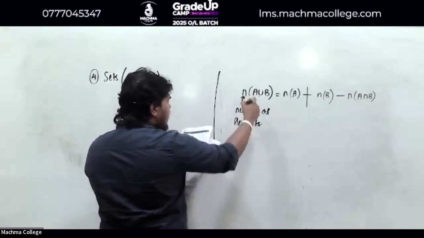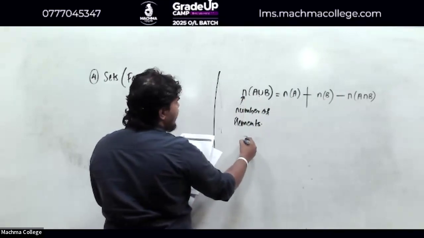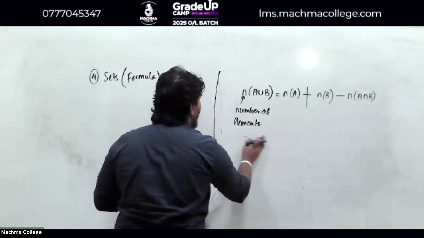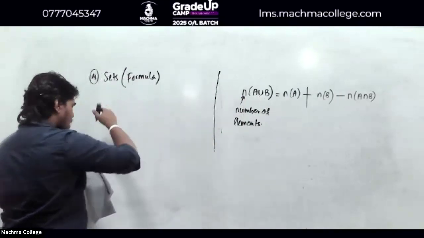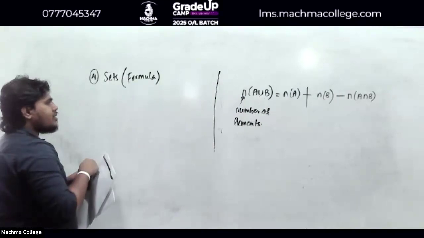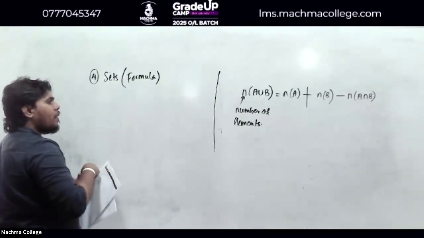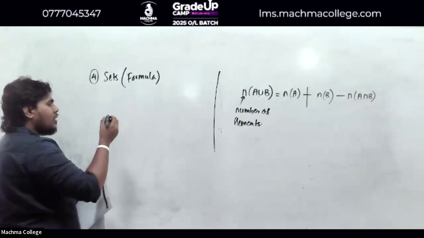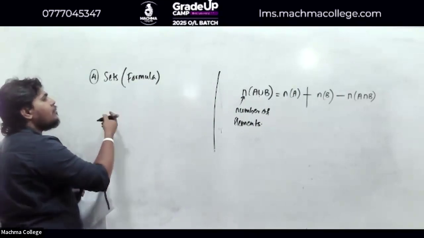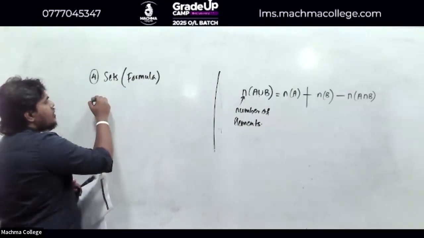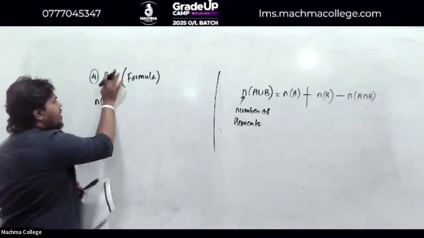In A union B is given, I told you to correct it as 7. You just have to apply this formula directly. In short, these are short questions. You can write down the formula and then substitute. If you want to save time, not writing the formula and substituting directly is also fine. But what I recommend is to write the formula and substitute.